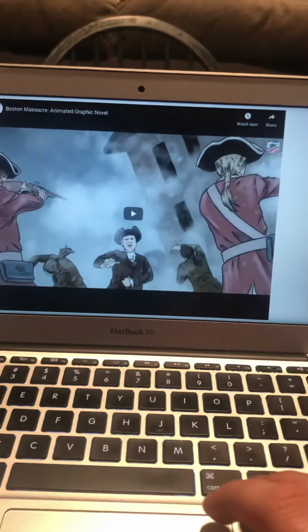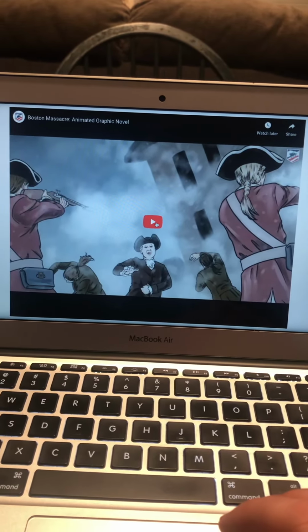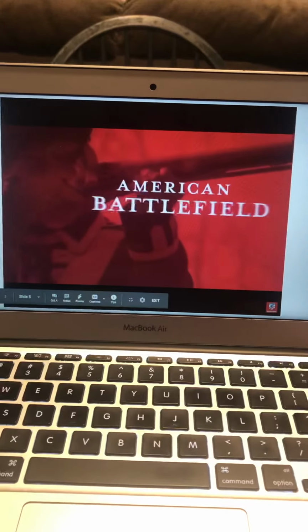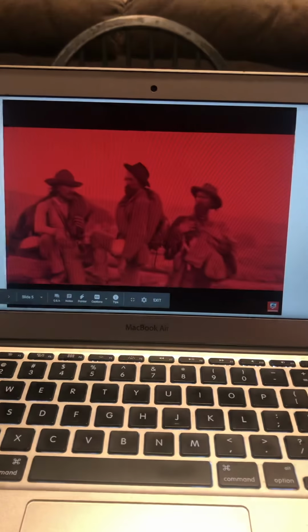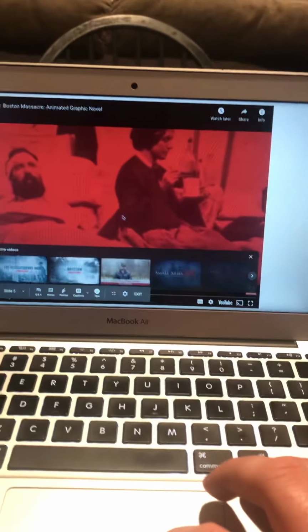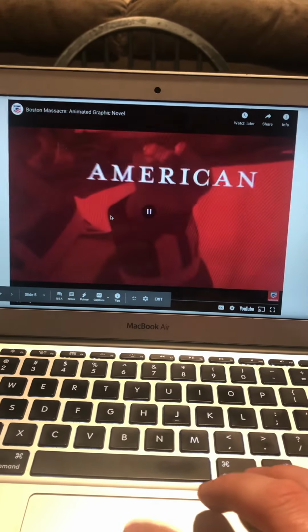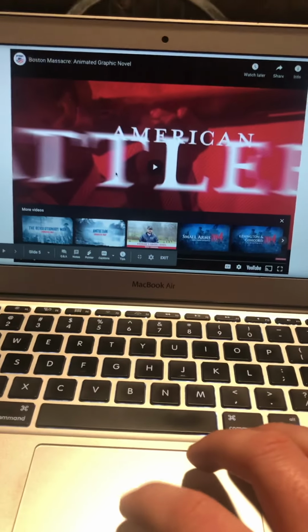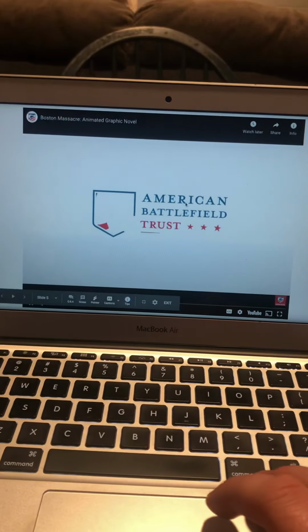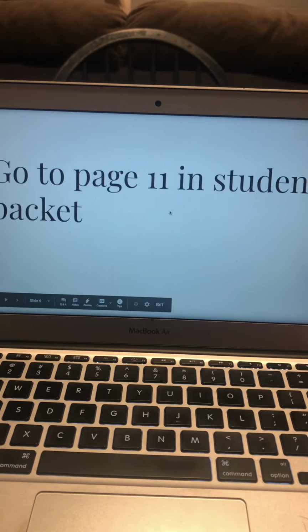Next, you will be watching this video. As soon as you do this, you will have to hit play here. So you hit play, the video goes. Once you're done with the video, hit pause. You can hit pause anywhere on this video, so just click like I did, which would be great. When you pause it, then you go to the next slide.